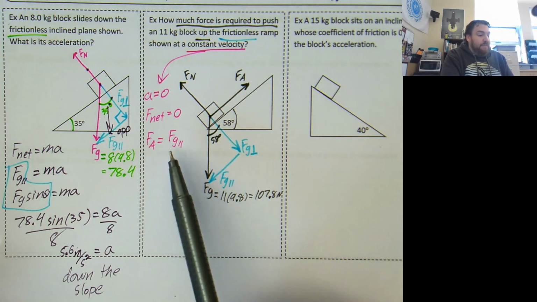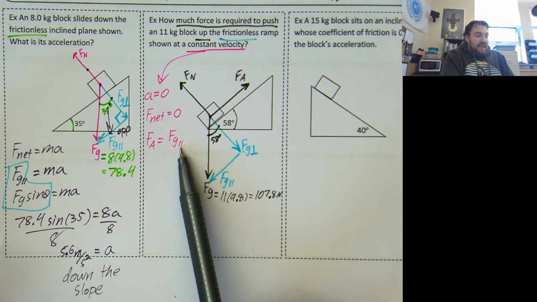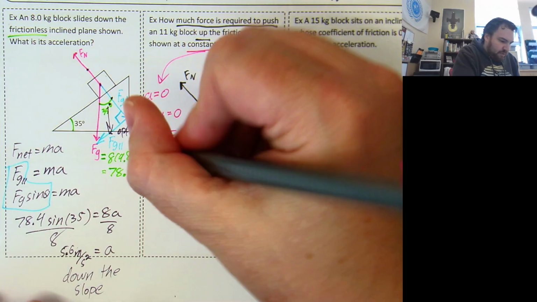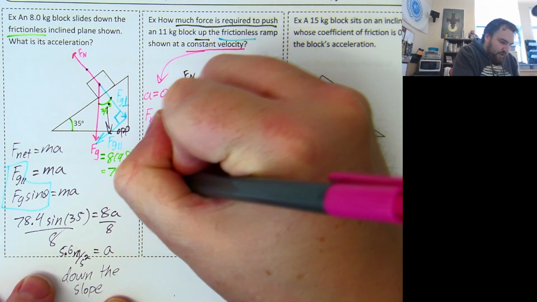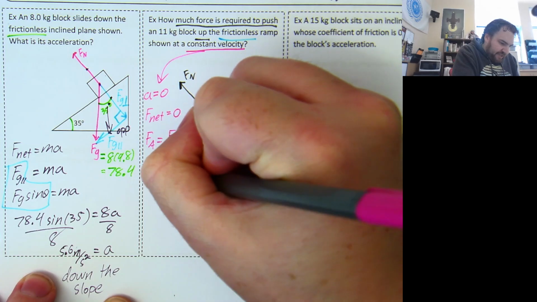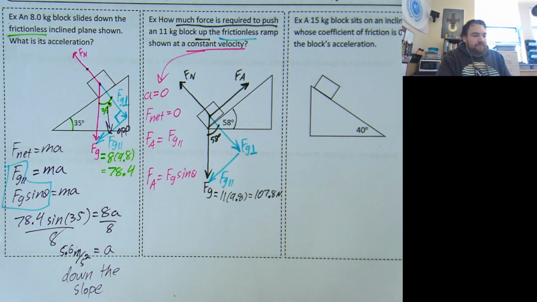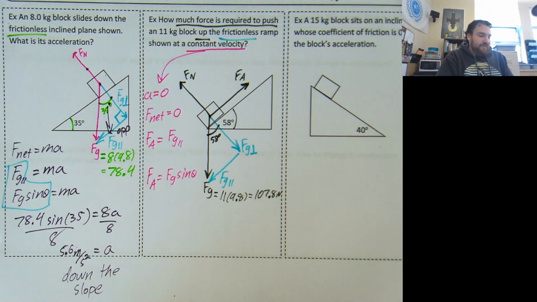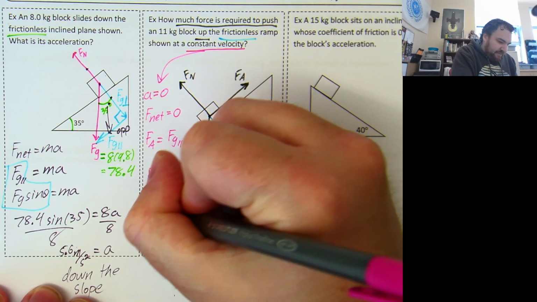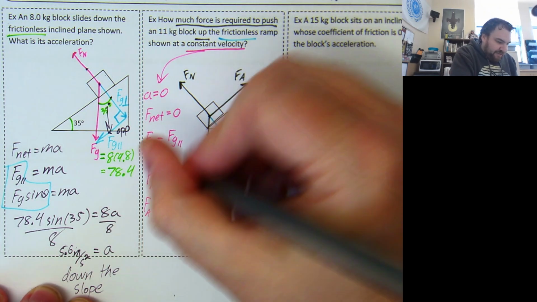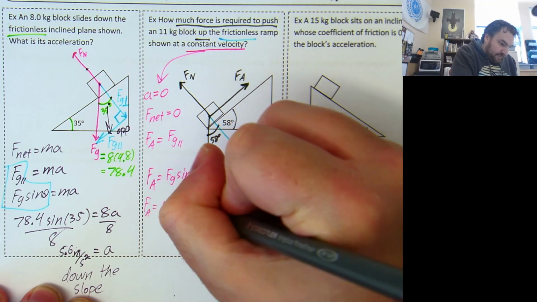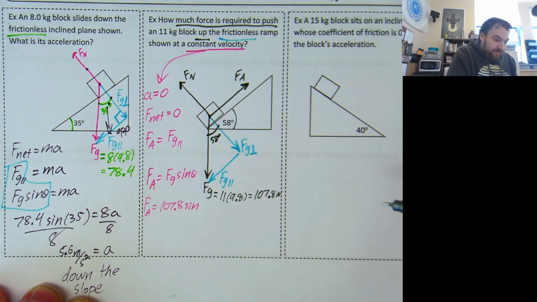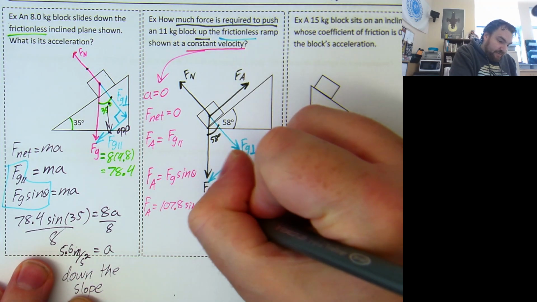We have an expression for Fg parallel already. Fg parallel is equal to Fg sine theta. So then Fa is just going to equal Fg sine theta. All of this follows logically. So I can just plug this in. Fa is going to equal Fg, which is 107.8, times the sine of 58 degrees.